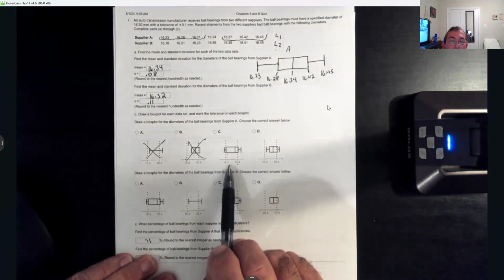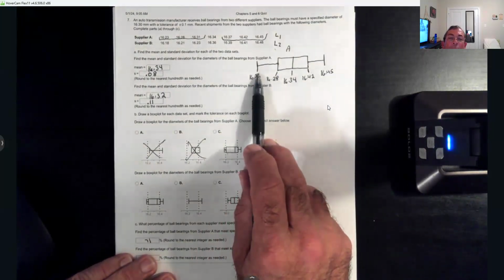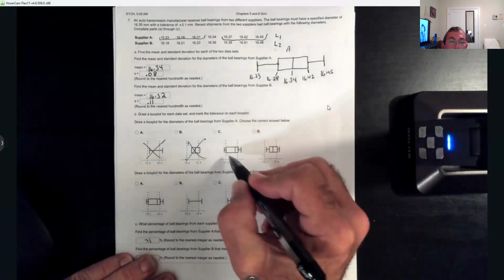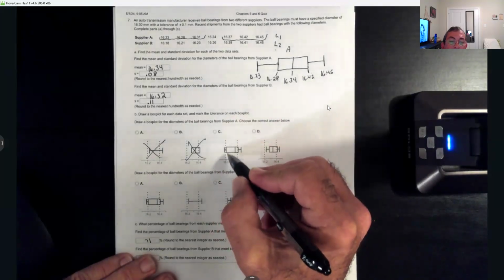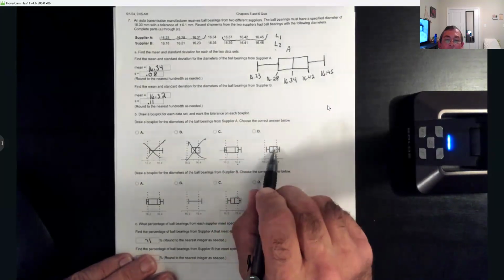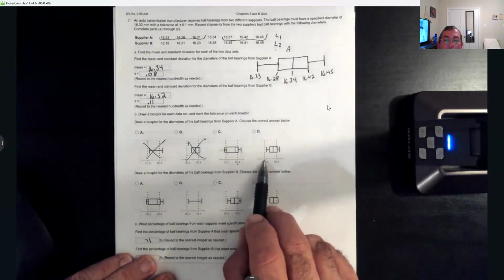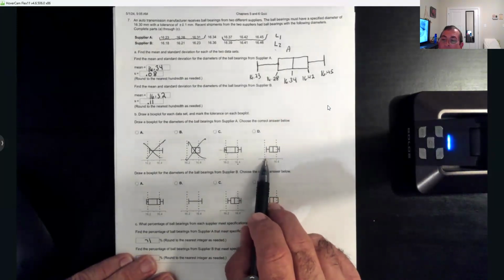Whoa, looks like it's a little tight. And this is 16.2. Well, my lowest value was 16.23. So that would have to be on the right side of this. So this left whisker is too far over. So let's look at this one. My lower bound is 16.23. So that could be happening right there.